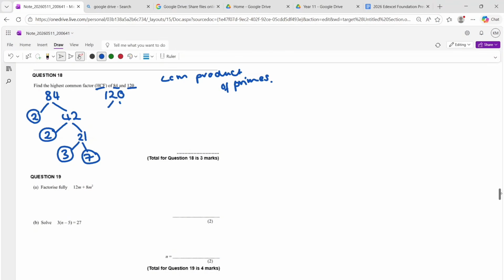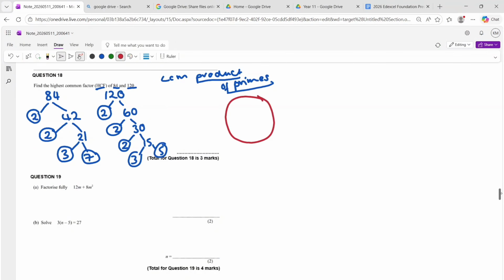Now I'm going to do the same with 120. 2 times 60 is 120. 2 times 30 is 60. 2 times 15 is 30. And then 3 times 5 is 15. So I've written both my numbers as prime factor trees. To write as product of primes, I would need to write these prime numbers out with times signs in between. However, I'm doing the HCF and LCM, so I'm going to draw myself a Venn diagram.